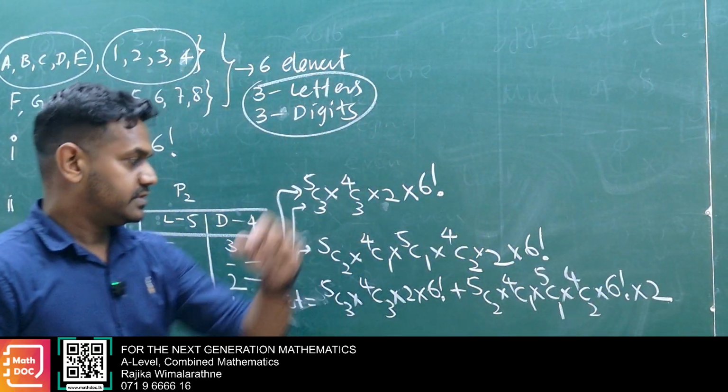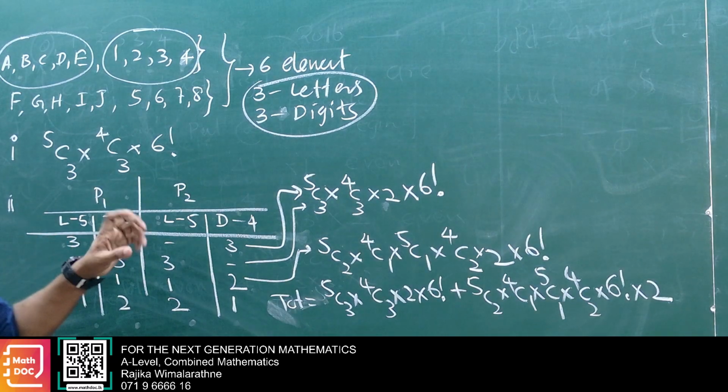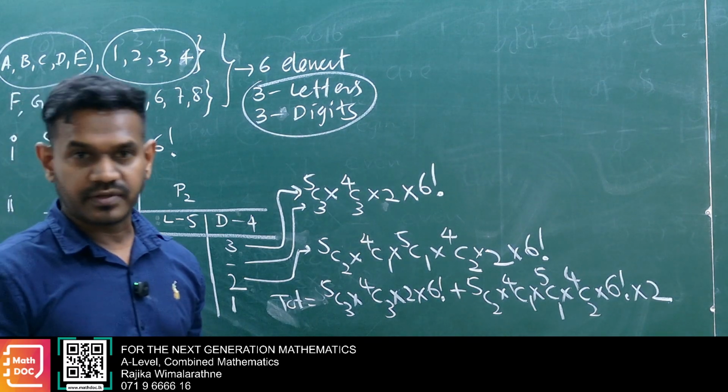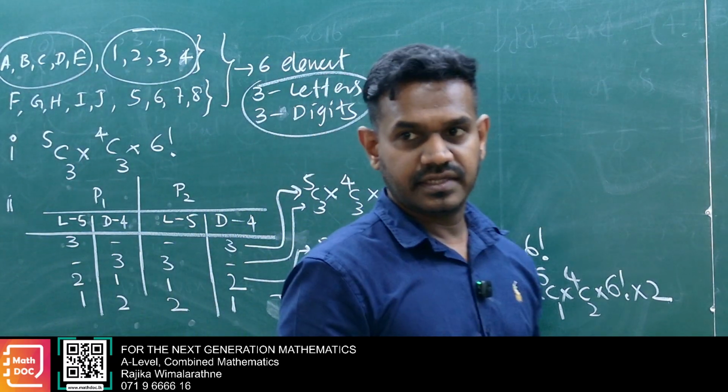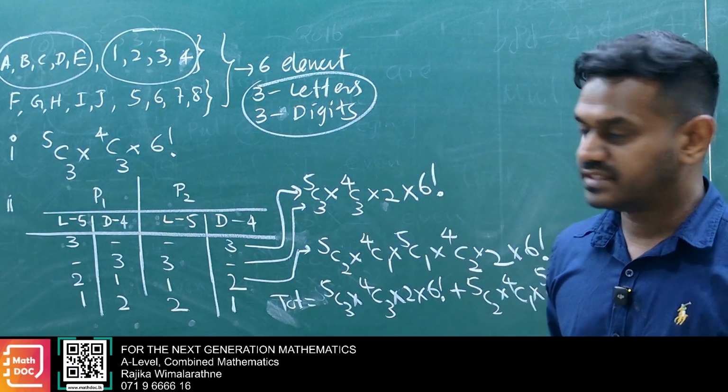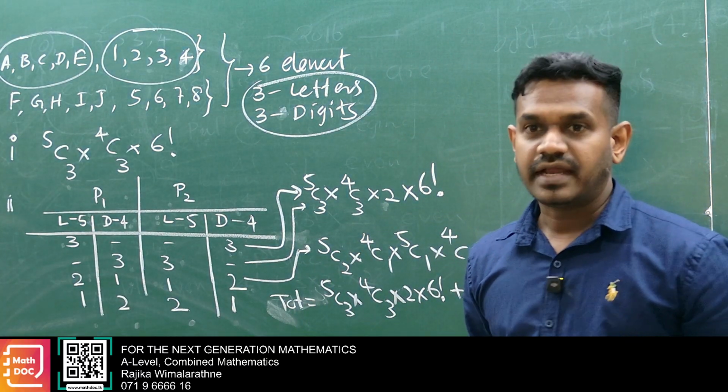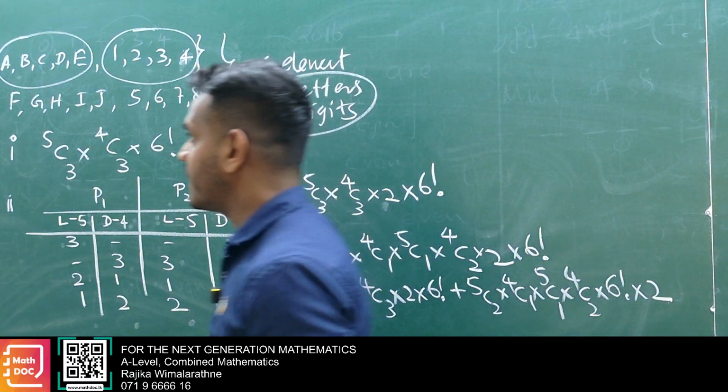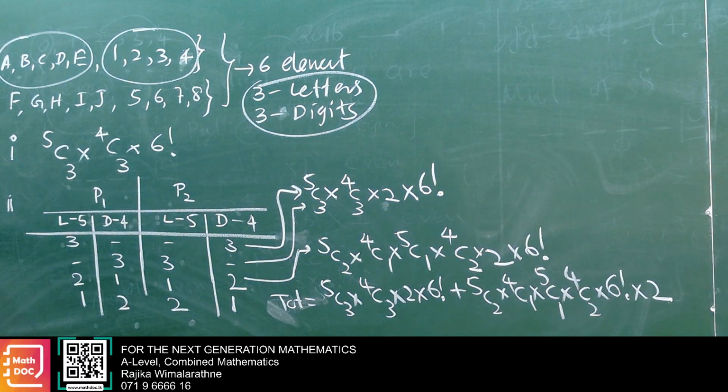Okay. So you better take a table and see possible combinations. According to that, you do the arrangement. That is 2019.